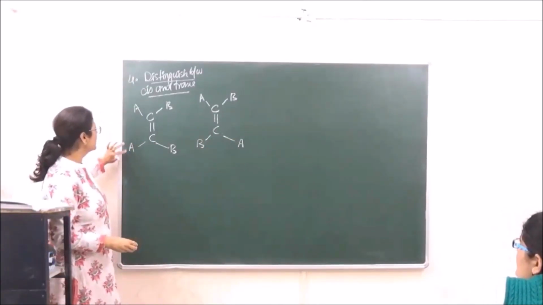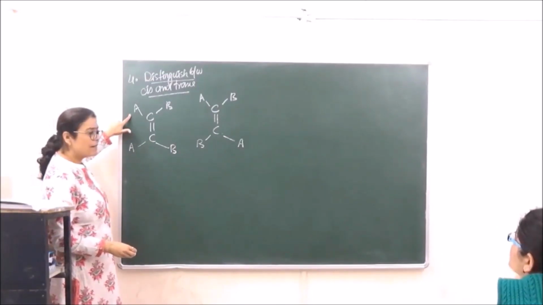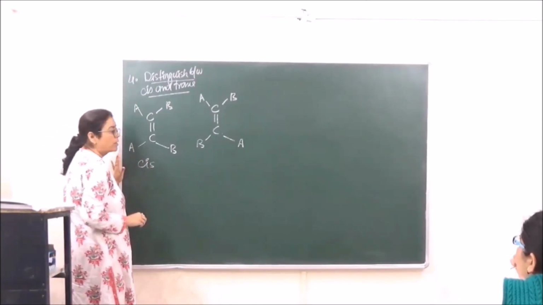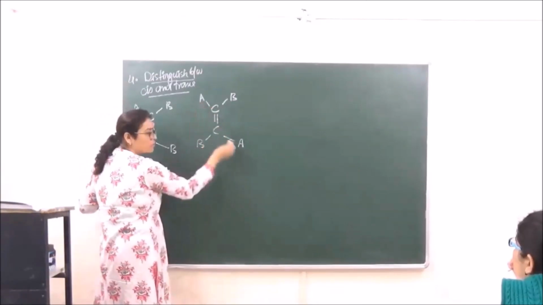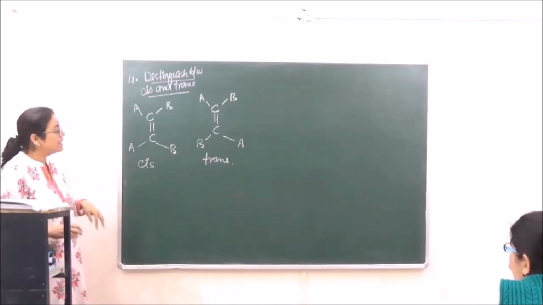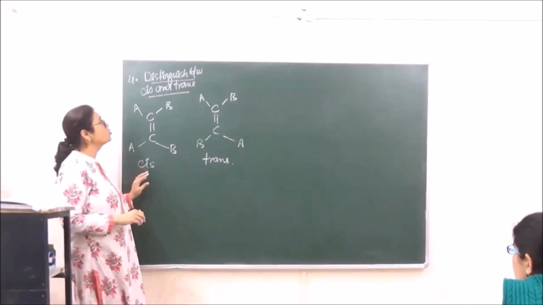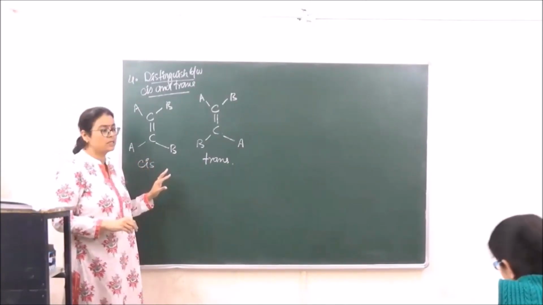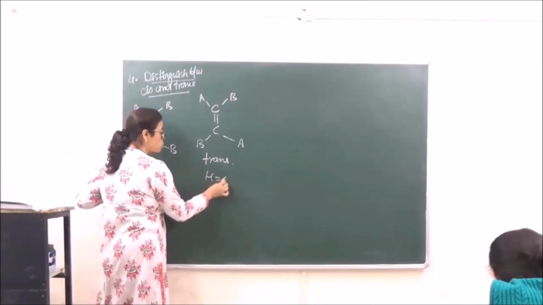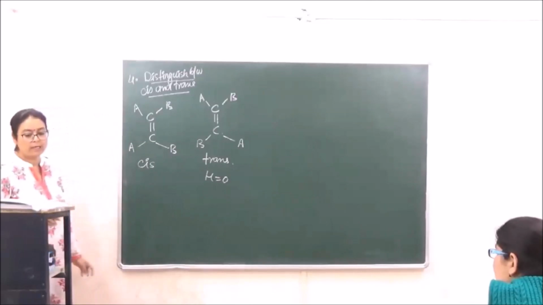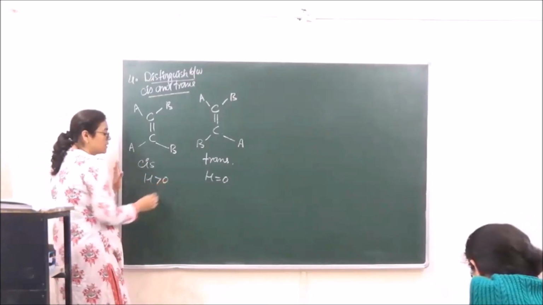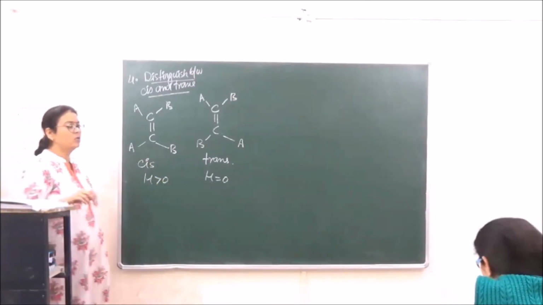Now in this you can see that the same kind of atoms are on the similar side. So this is known as a cis isomer. Whereas over here they are on opposite sides, so they are known as trans isomer. The value of dipole moment helps us to distinguish between cis and trans. For trans isomer, the value of mu is going to be 0. And for cis isomer, the value is greater than 0.